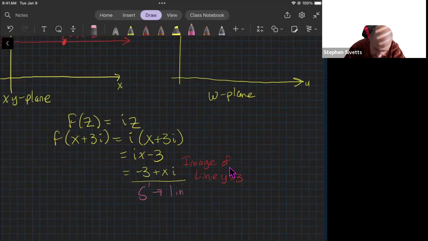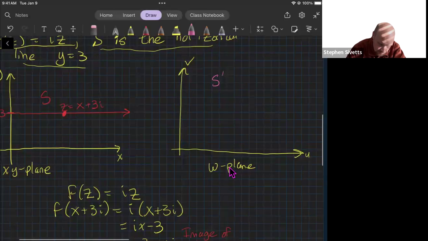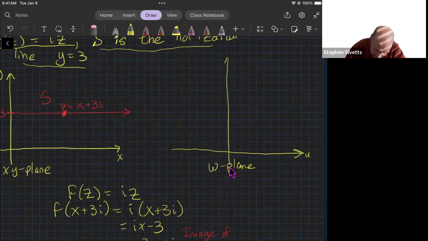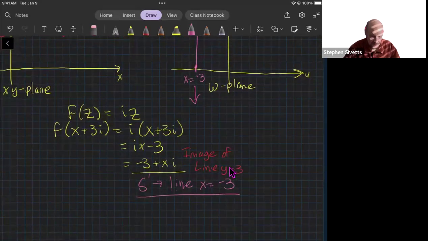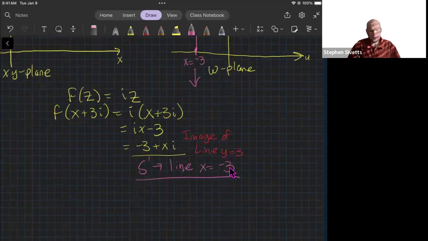Okay, I'm sorry, it's the line x equals negative 3. So x equals negative 3. If I just readjust this a little bit more to look like this, then x equals negative 3 is over here. So the image S prime will be the line x equals negative 3, right? So that's the line x equals negative 3. Okay, so that's how you find the image of that set.